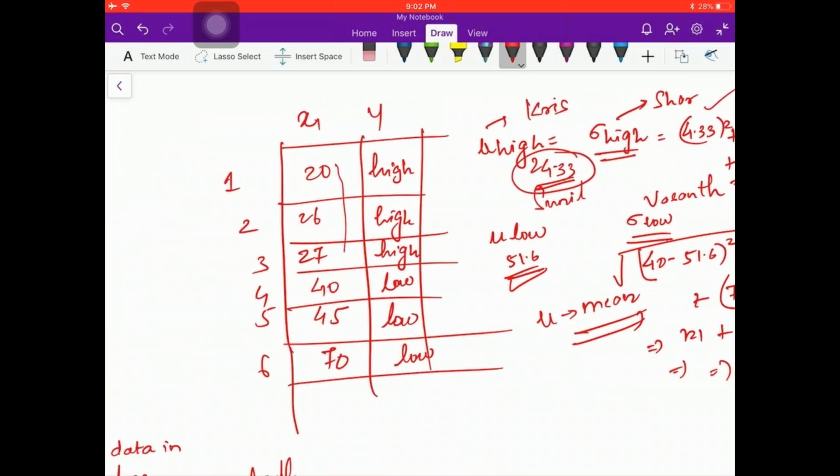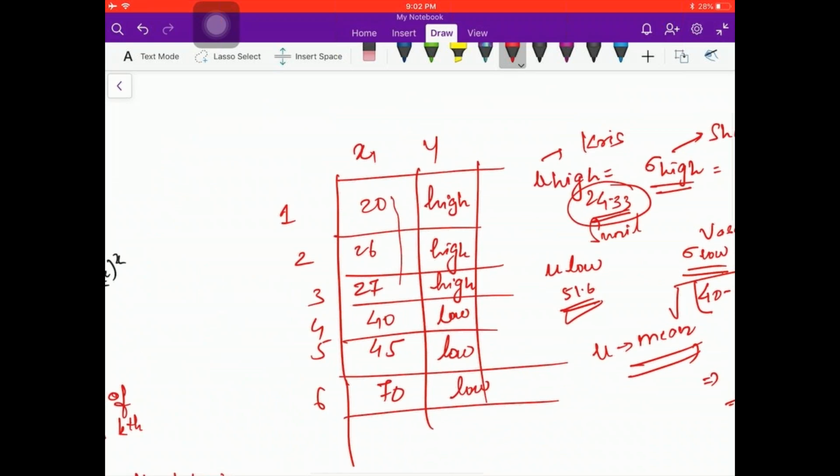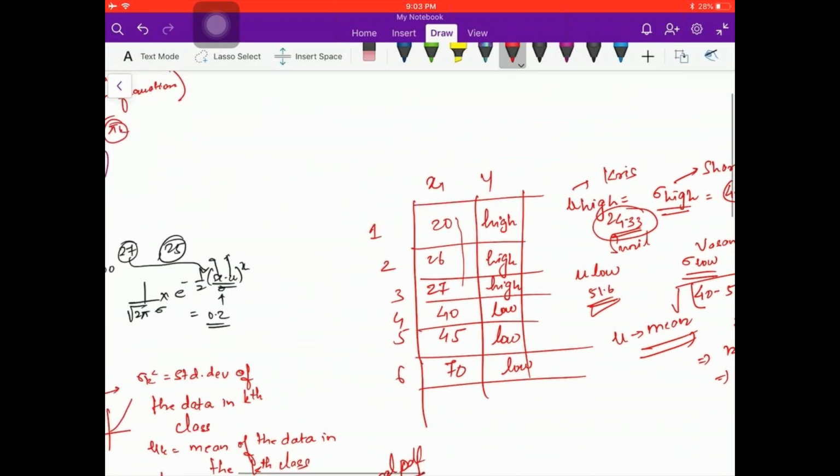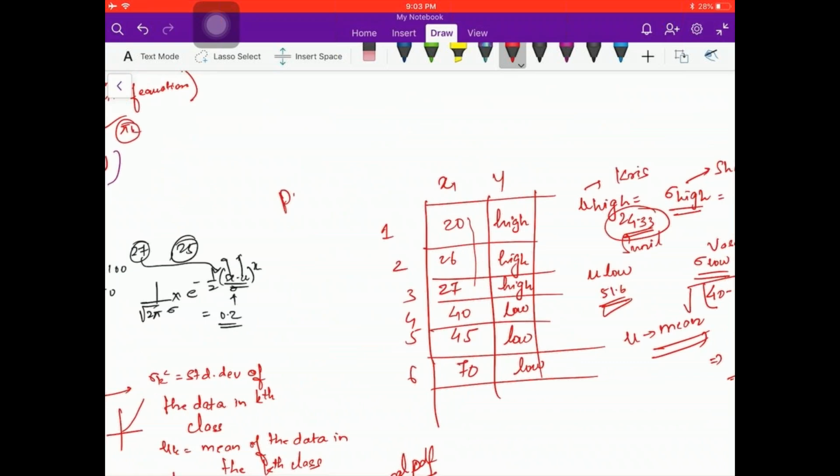Now, mu is mean. Can you guys actually calculate each of the values? Because I want you to find the value. Tell me the probability of x equal to 25 given y equal to high. Can you guys do this for me right now?